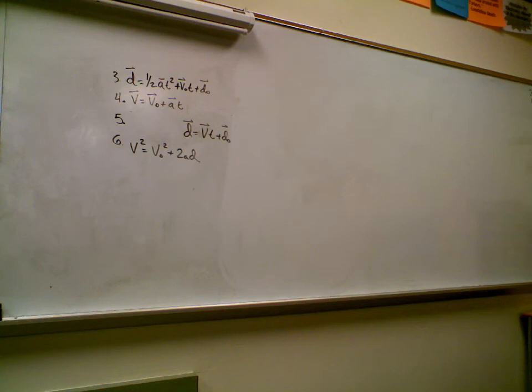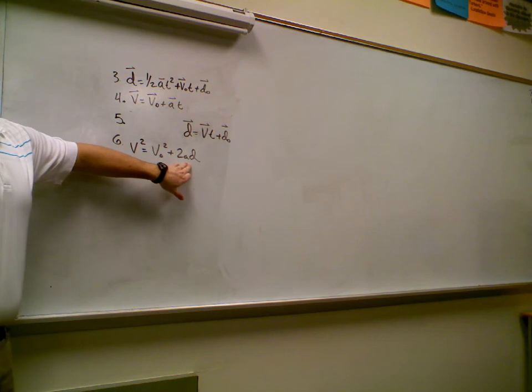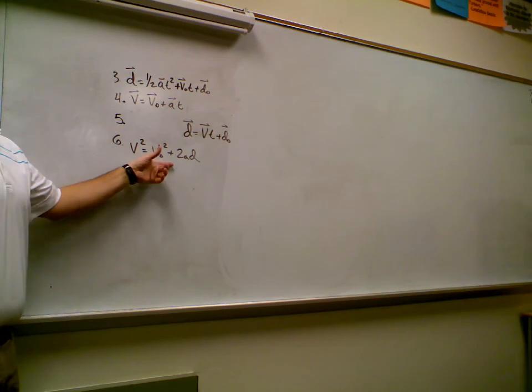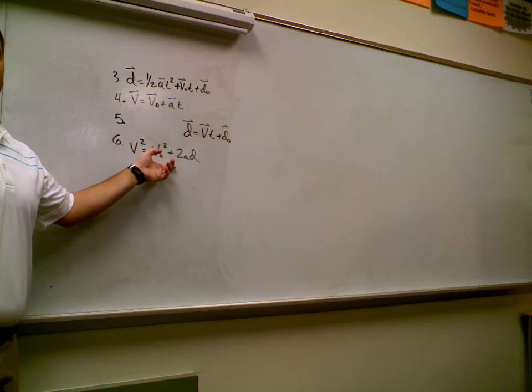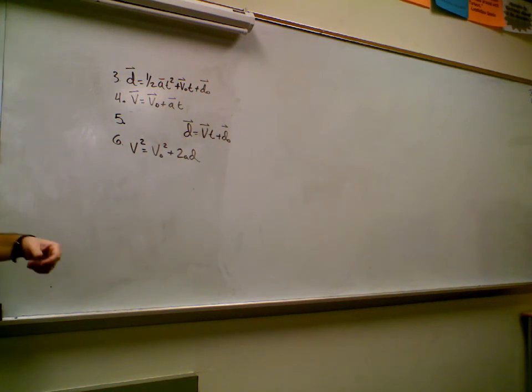Number 5. But that's just V equals V, isn't it? Or sorry, not number 5. Number 6. Number 6 just ends up being V equals V, right? Acceleration is 0, so we end up with V final equals V initial. I thought you said number 6, but you really said number 5. So would 5 be a useful equation?